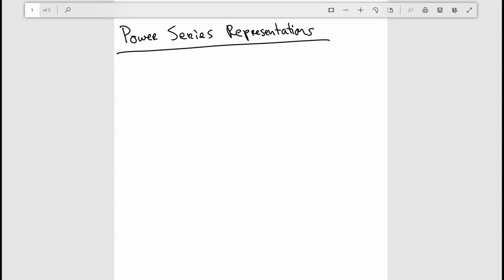In this video, we are going to talk about representations of functions as power series. So the first thing that we're going to start with is a geometric sequence. And a geometric sequence looks something like this. So we have the sequence a r to the n, and the series will be the sum from n equals 0 to infinity.